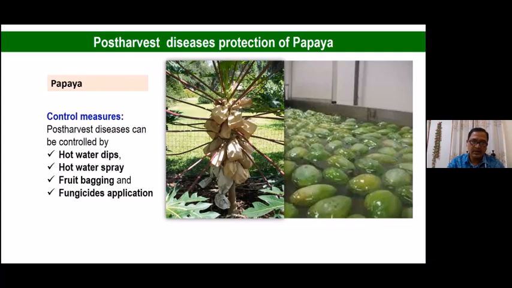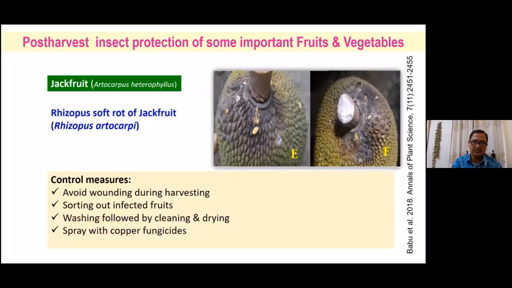Then another important fruit in our area, I'm not sure it is common elsewhere, but it is severe in our area, is rhizopus soft rot of jackfruit, which is our national fruit. This is also infected by these organisms after harvesting. These organisms can also cause fruit loss in the flowering stage. I mean, the fruit inflorescence is also infected by this rhizopus soft rot, and mature fruit is also infected by similar organisms. So that needs to be controlled after harvesting of fruits.